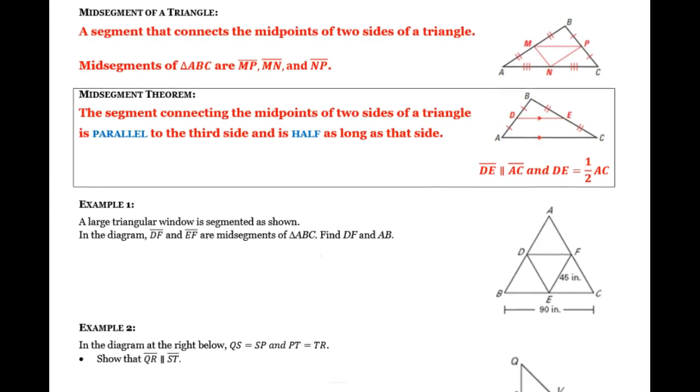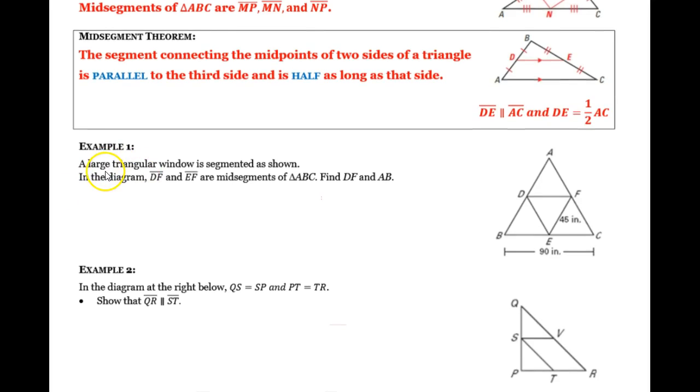So let's look at this first example, example 1. We've got a large triangular window, and in the diagram we are told that DF and EF are midsegments of triangle ABC, and we want to find DF and AB. Well, if DF is the midsegment of this triangle, then it's going to be parallel to BC, but it's also going to be half of BC. So I know that DF is equal to half of BC, which would be half of 90, which would be 45.